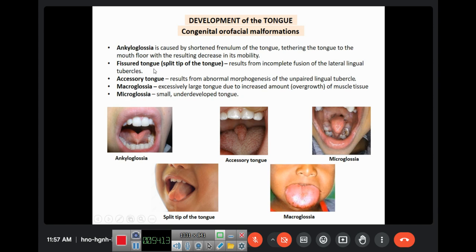Fissured tongue or split tongue, shown here, is the result of incomplete fusion of the lateral lingual tubercles. Incomplete fusion in this area. Accessory tongue results from the abnormal morphogenesis of the unpaired lingual tubercle. Macro and microglossia means too large or too small tongue because of increased or underdeveloped tongue.